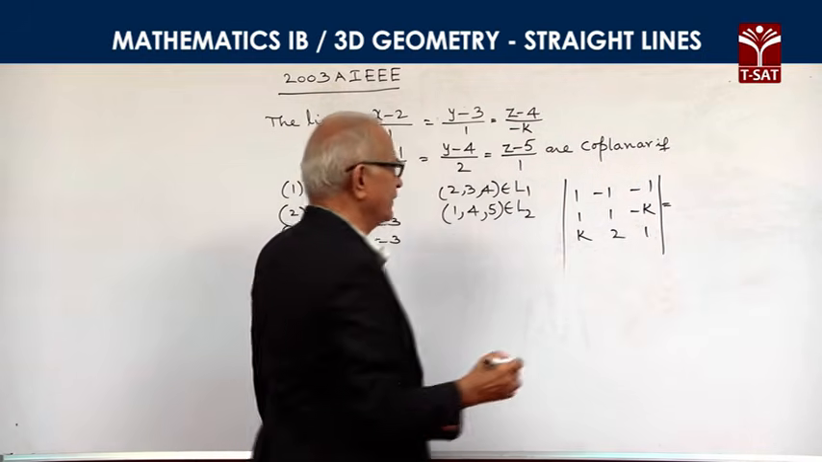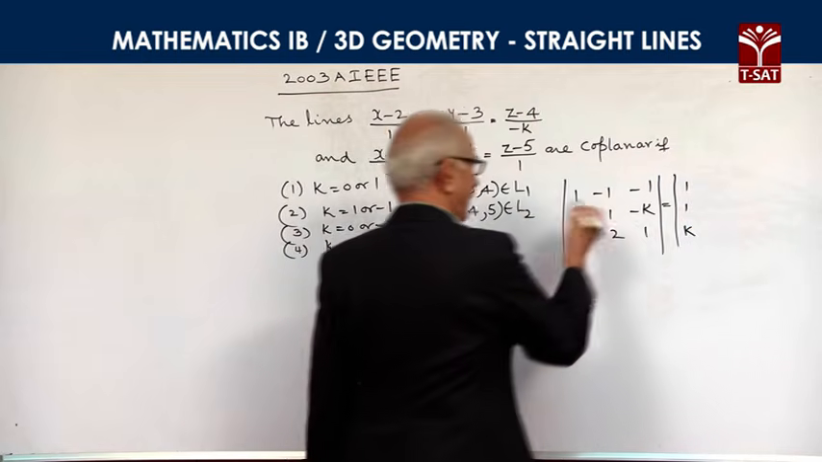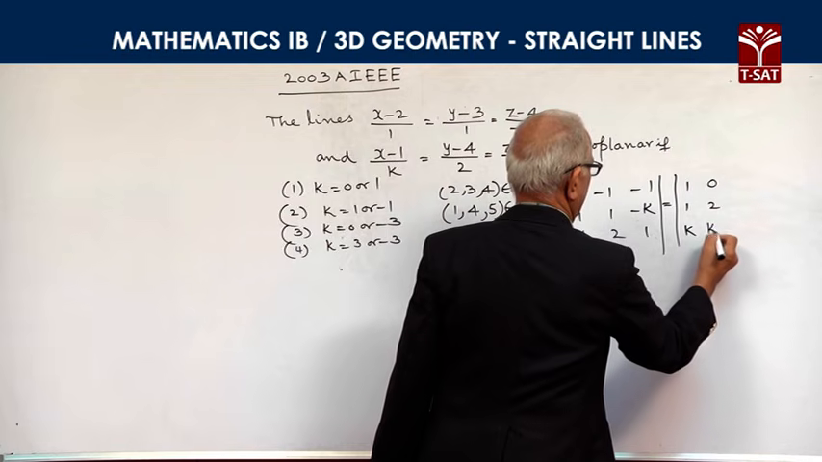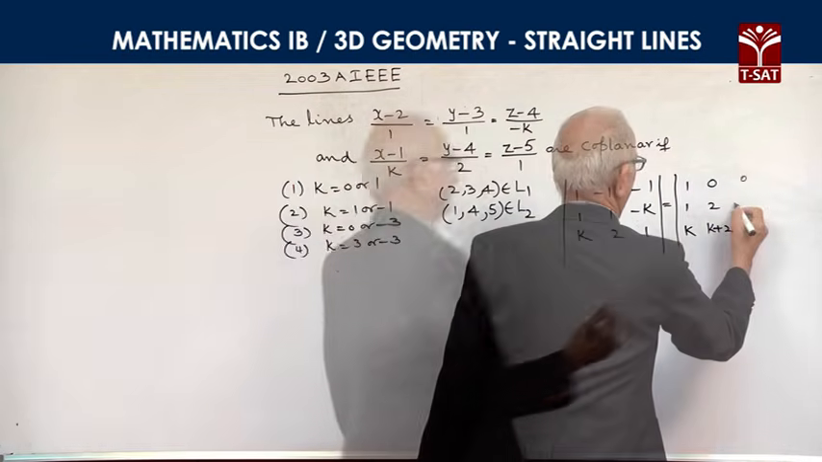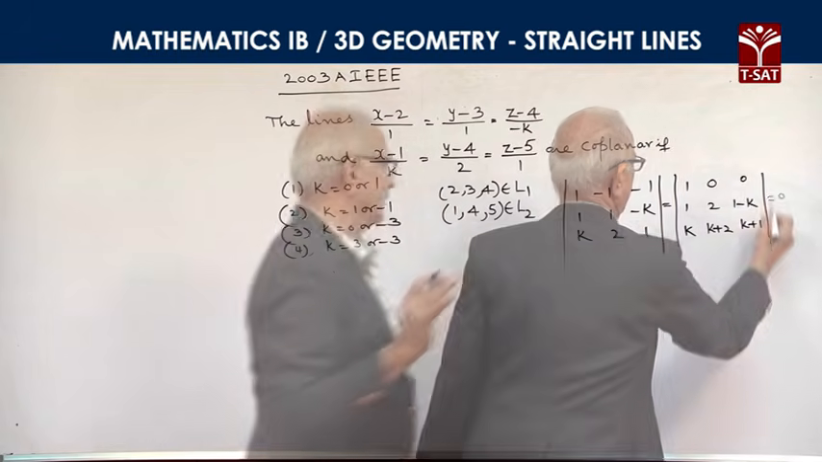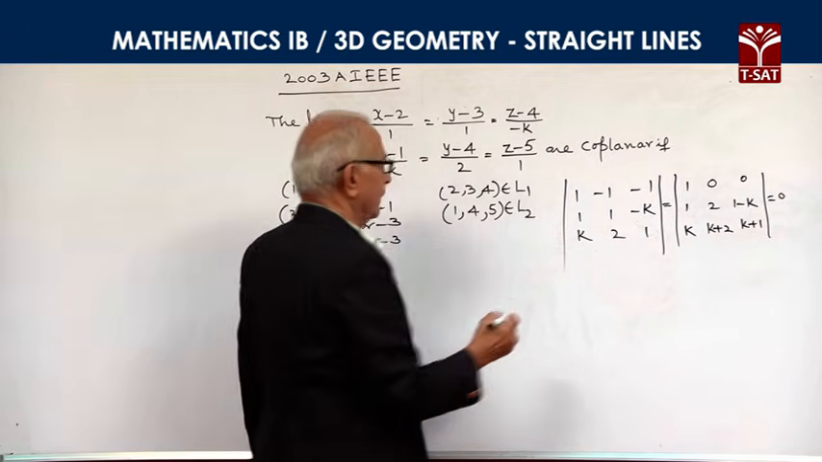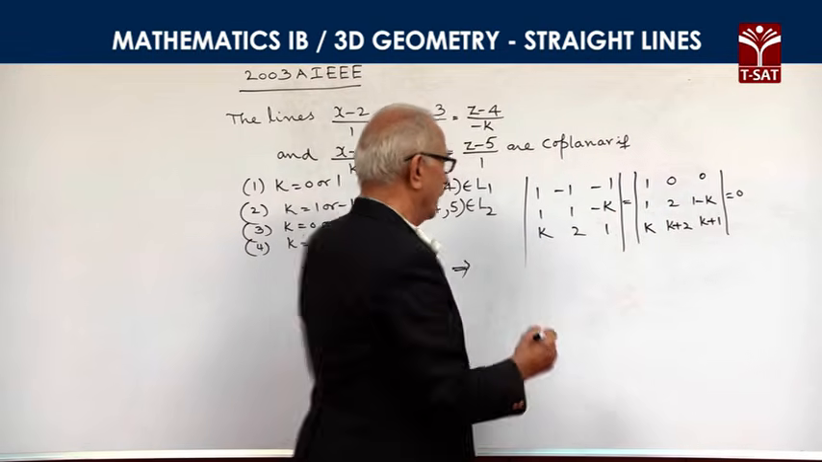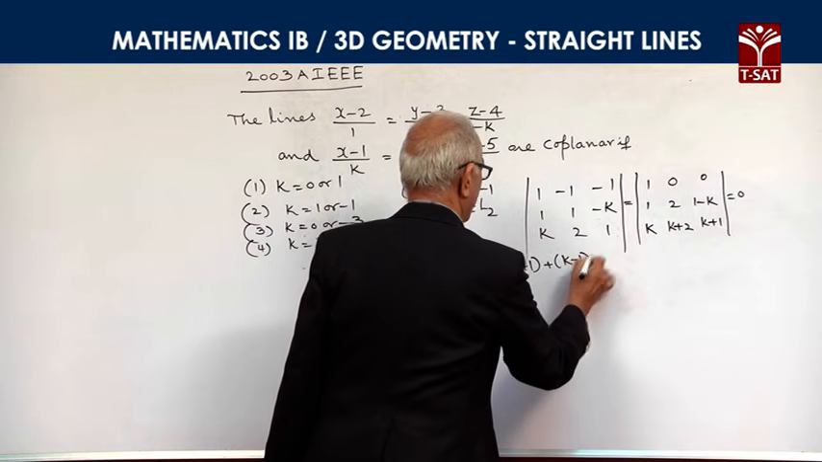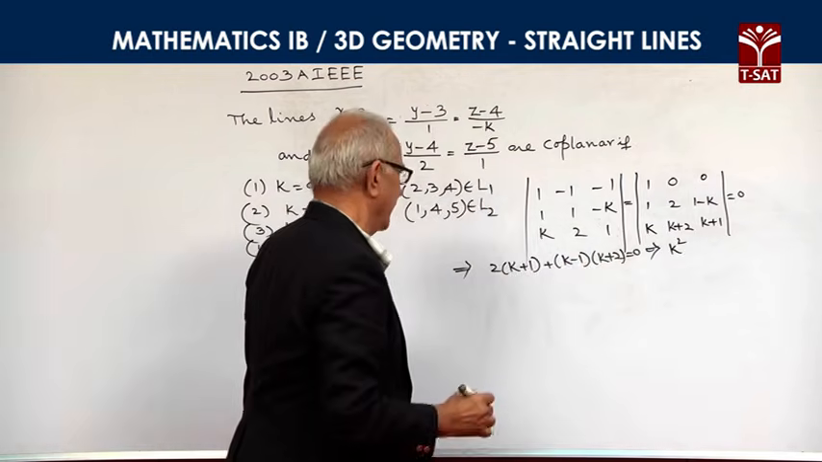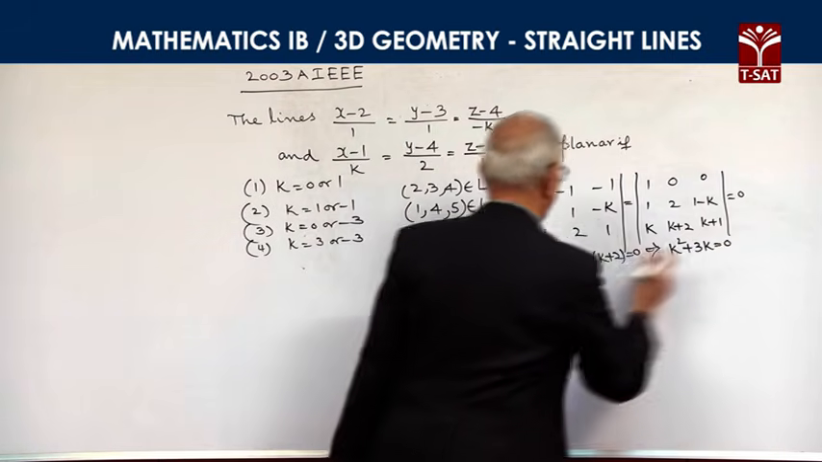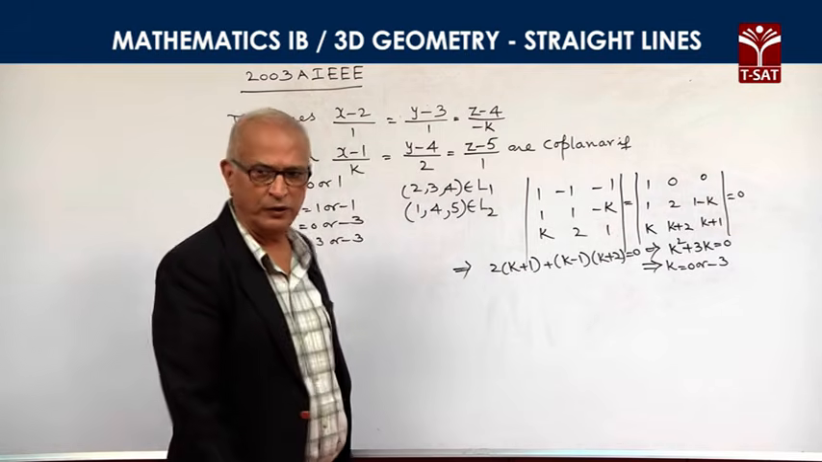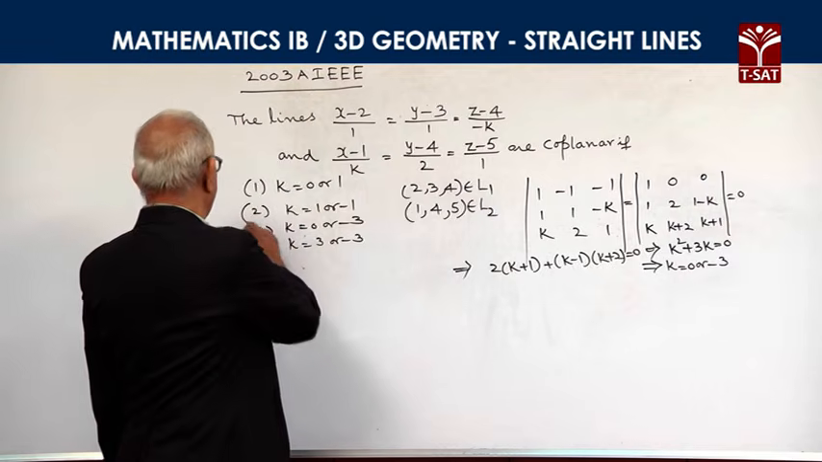This must be 0. But this is the same as first row 1, minus 1, minus 1, and we add the first column to the second column, so that is k plus 2. Add the first column to the last column, giving 0, 1 minus k, k plus 1. This determinant must be 0. If you expand in terms of the elements of the first row, by cofactor expansion, you have only the cofactor of 1, same as its minor: 2 into k plus 1 plus k minus 1 into k plus 2 equal to 0. This is k square plus 3k equal to 0, because plus 2 and minus 2 cancel out. So this gives k equal to 0 or minus 3. So you have two values for k, namely 0 and minus 3, for which the two given lines are coplanar, which is option 3.